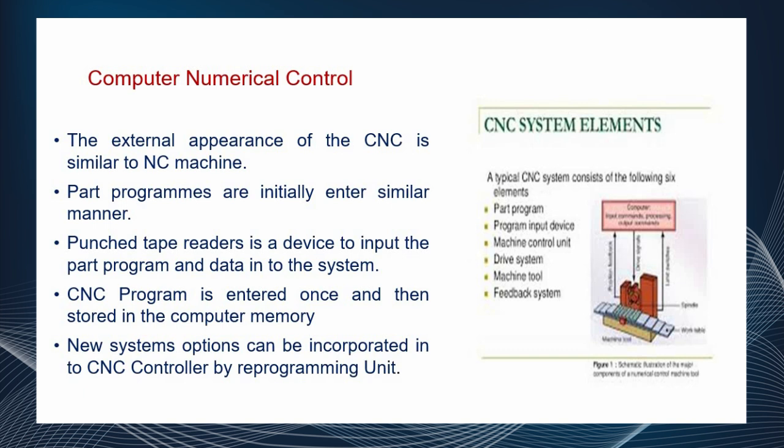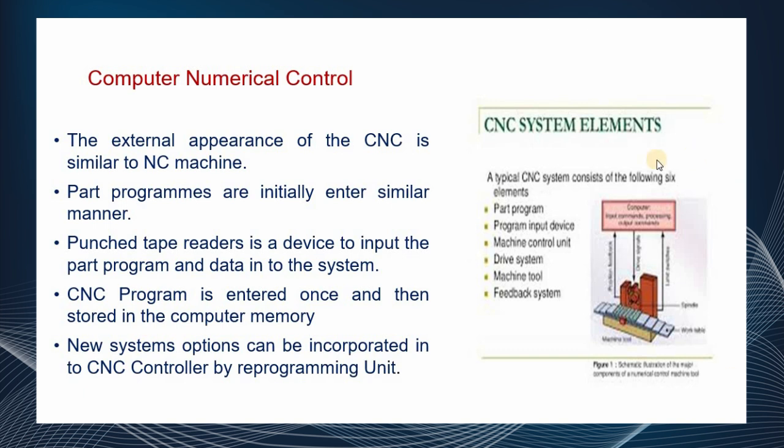Part programs are initially entered in a similar manner. The punch tape reader is a device to input the part program and data into the system. Here the punch tape reader acts as an input device which is used to feed the part program and data into the system. The CNC program is entered once and then stored in the computer memory. New system options can be incorporated in the CNC controller by reprogramming the unit.